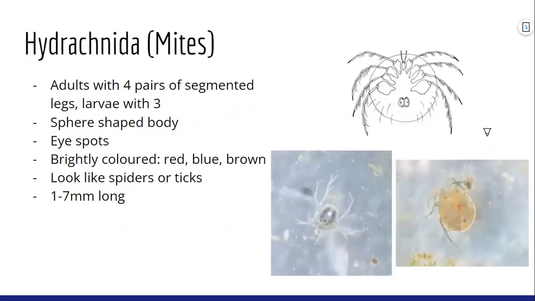Next, we have our Hydrachnidia or water mites. So we have adults with 4 pairs of segmented legs, which you can see here, 1, 2, 3, 4. They are circular or sphere shaped. They do have eye spots, so you can see those here and here, and they're usually brightly colored. So you can see this one's blue here, this one's got blue and orange in it, but they can be red or brown as well. They really just look like small spiders or ticks. So they're usually 1 to 7 millimeters long.